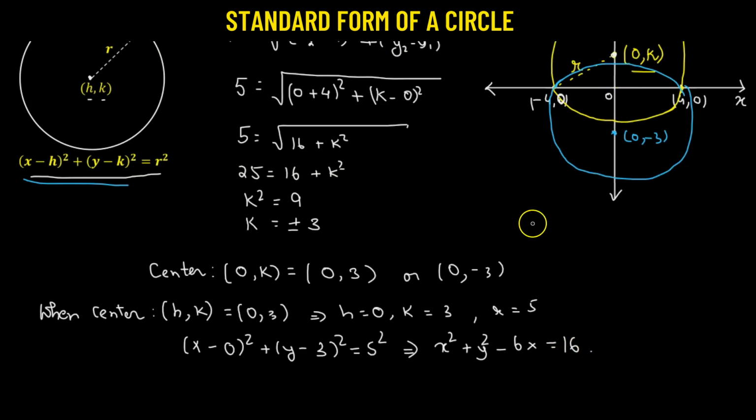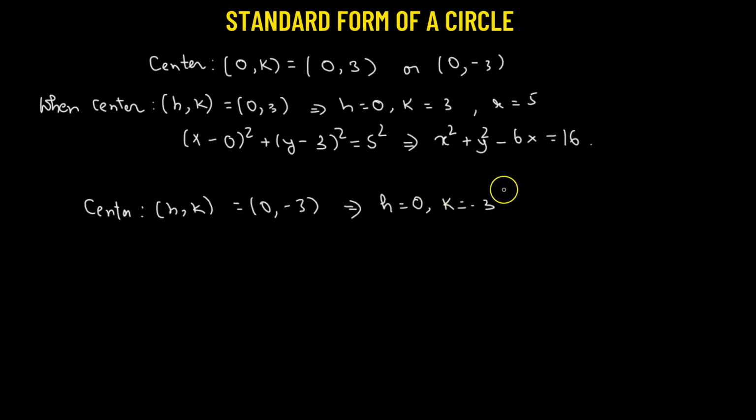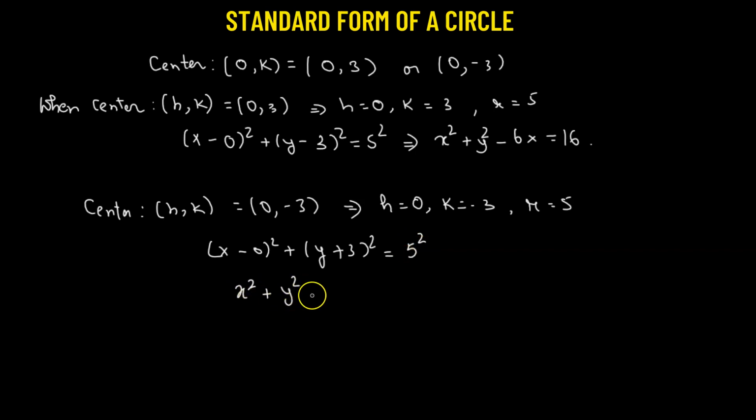Then we'll find the equation of the blue circle as well. So for the blue circle, we have a new center. Our center is h, k, so that's given by 0, -3. This tells us that the value of h is 0 and the value of k is -3. Fine. The radius is still going to be 5 units. So now our equation will be (x minus 0) whole squared plus (y minus of minus 3), so we get (y plus 3) whole squared, and that equals 5 squared. Expanding this, we get x squared plus y squared plus 6y equals 16. So this is the equation of the blue circle.